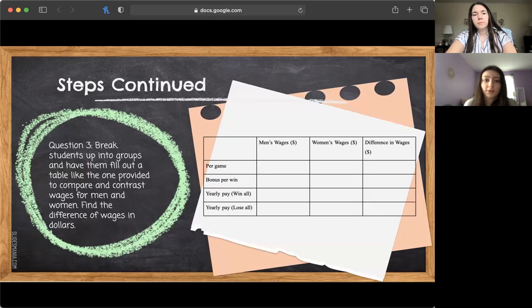For the third question, we would break the students up into groups and they're going to fill out a table, just like the one in the picture, where they compare and contrast the wages of men and women. They're going to fill out the column for the men's wages and the column for the women's wages, for the games, the bonuses, the yearly wins and yearly losses. Then they will find the difference in wages in dollars and compare them, and that brings us to the next questions.